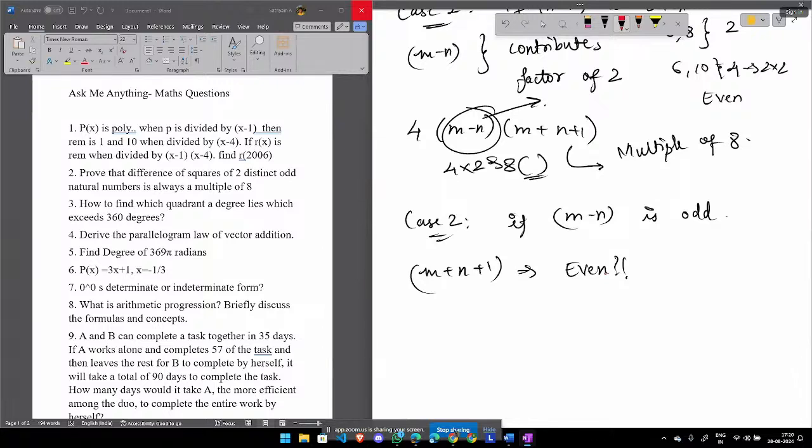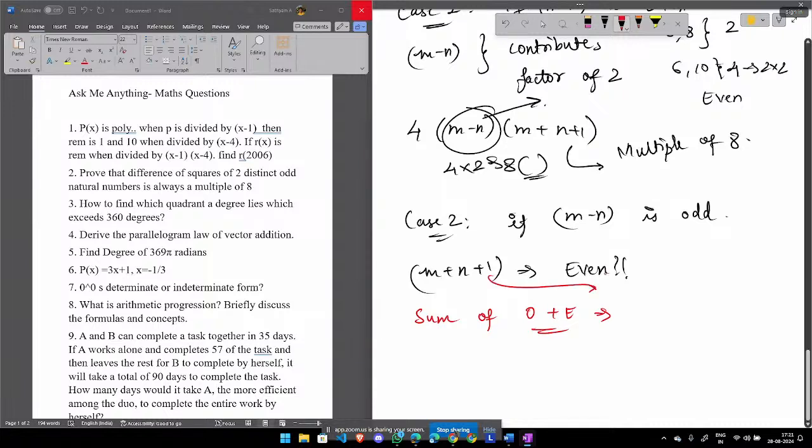Because the sum of an odd and an even number is what? Even? No, it's odd, right? And if in odd I'm adding 1, what would I get? It would become even, right? If I do 3 plus 4, क्या हो गया ये 7 हो गया, it is odd. And in odd, if I'm adding 1, I'll get an even number, right?